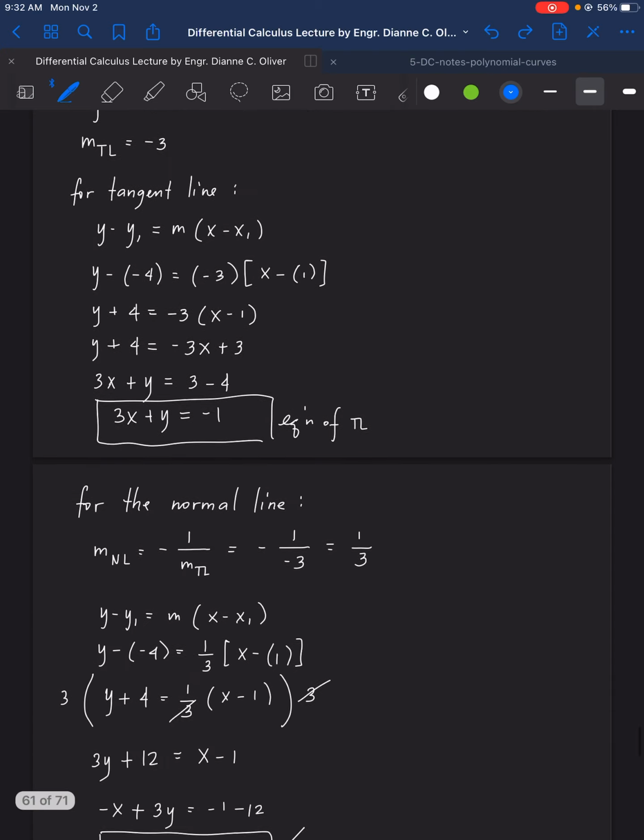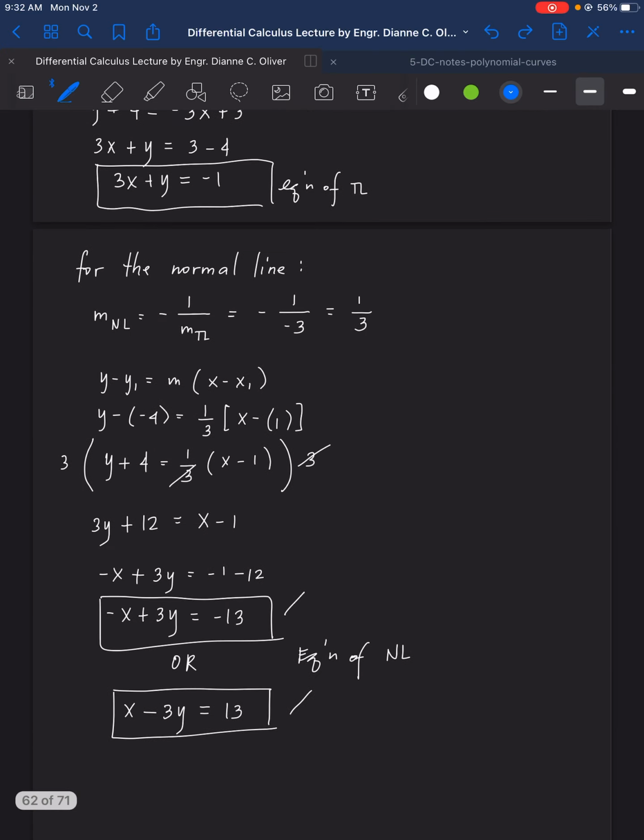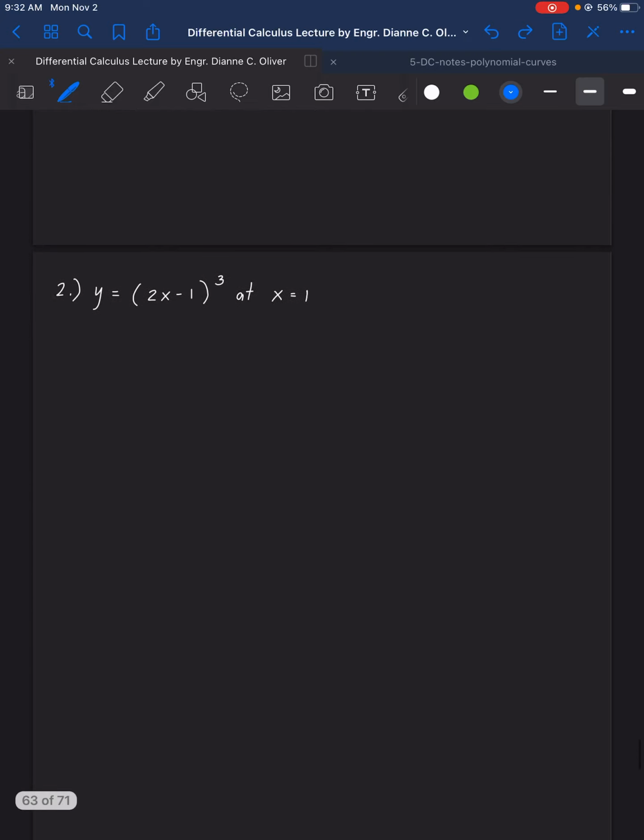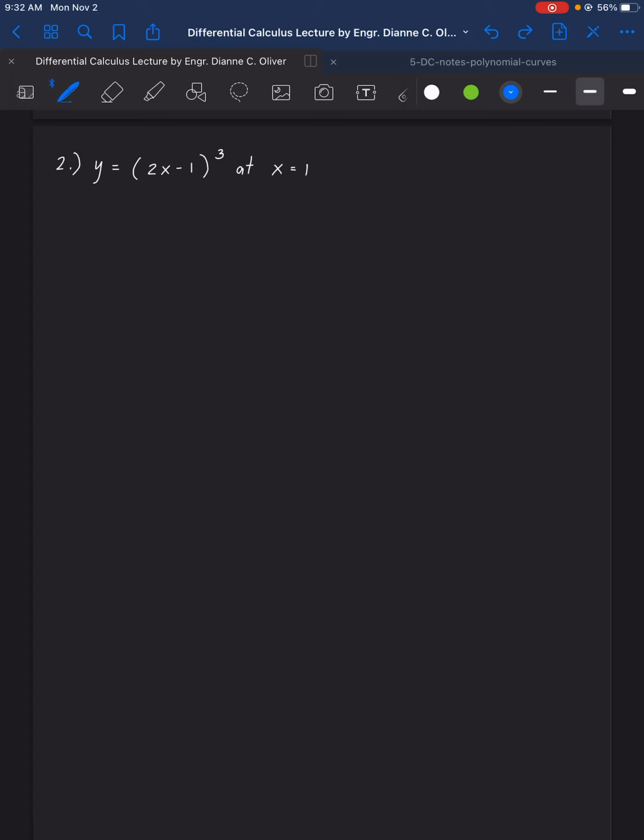Alright, so let's proceed to example number 2. Okay, so example number 2. Again, what is our formula or pattern? y minus y1 equals m times x minus x1. So obviously, in example number 2, we still have to look for the slope m. What else is missing in example number 2?